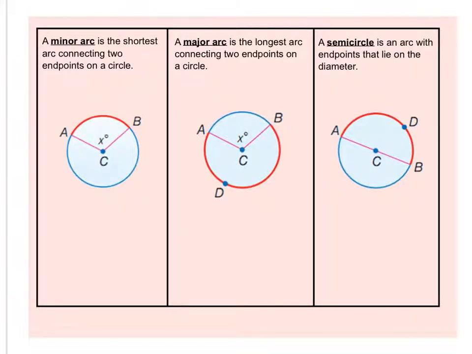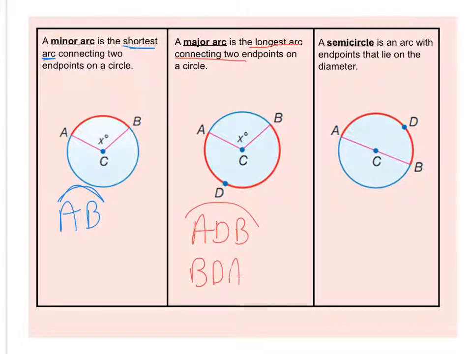So now, minor arc. Minor arc is the shortest arc connecting two endpoints in a circle. Major arc is the longest arc connecting two endpoints in a circle. And if you'll notice the difference here, this would be written as A, B, with a little arc over it. This middle one, the long one, would be marked A, D, B, or B, D, A. Notice again with the arc on it. And this is your tip-off that it's a major arc. There's 3 letters there. Semicircle is exactly what it sounds like. It is half the circle.